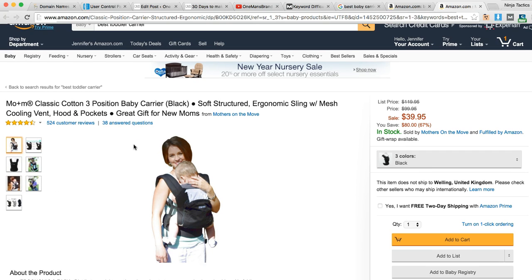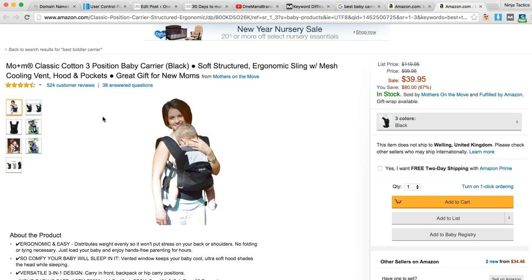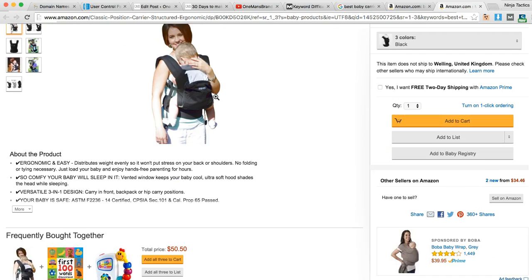Classic cotton. So if you were to add this to your best toddler carriers page, then the chances are you might actually start to rank and get visitors for people that are searching for mothers on the move baby carrier. We can check that out actually, see if there's any searches for this. Or actually, no, I don't want this to be too long.